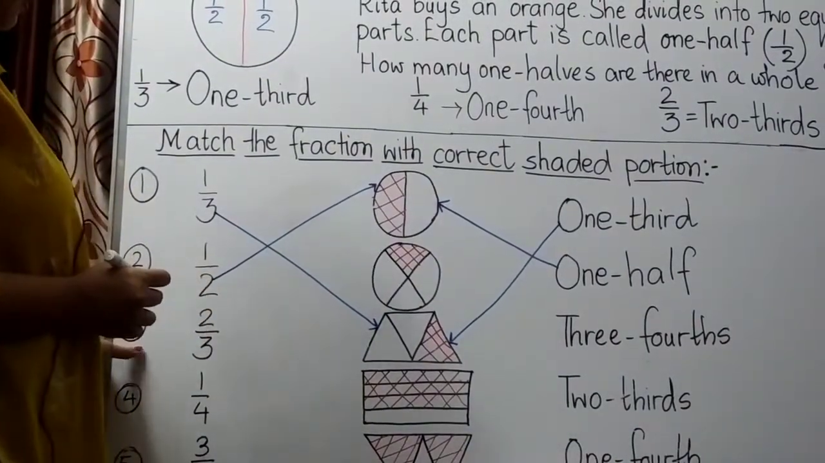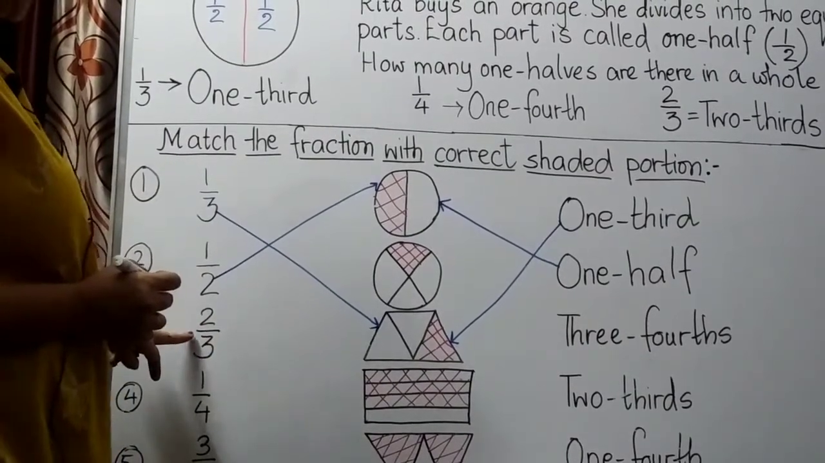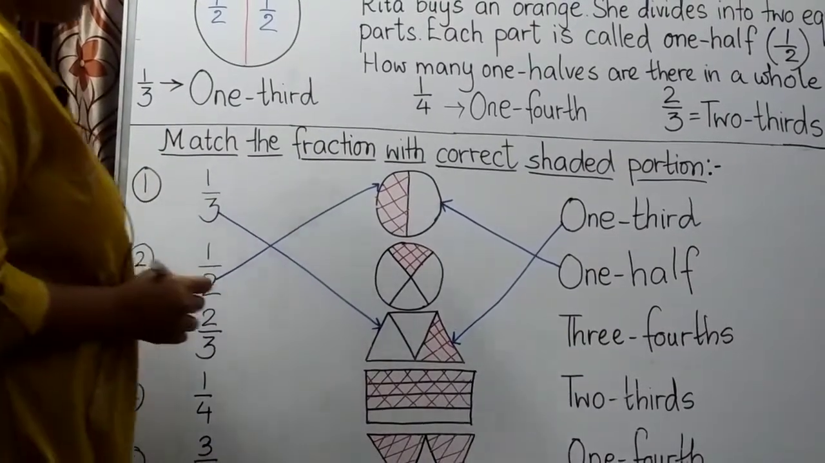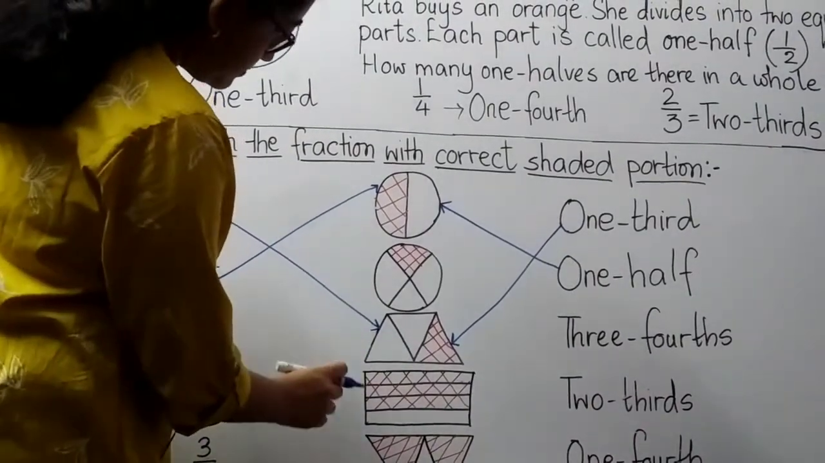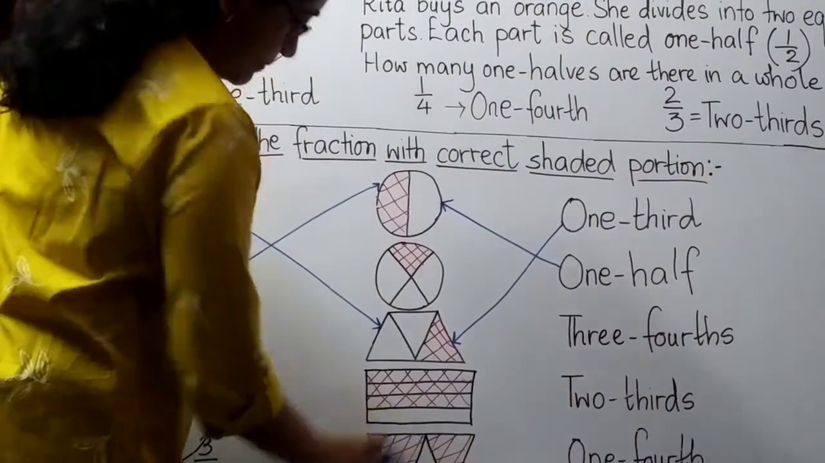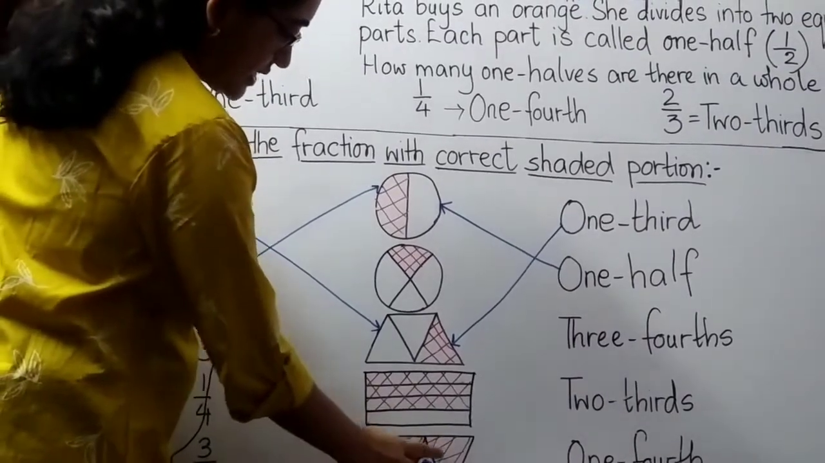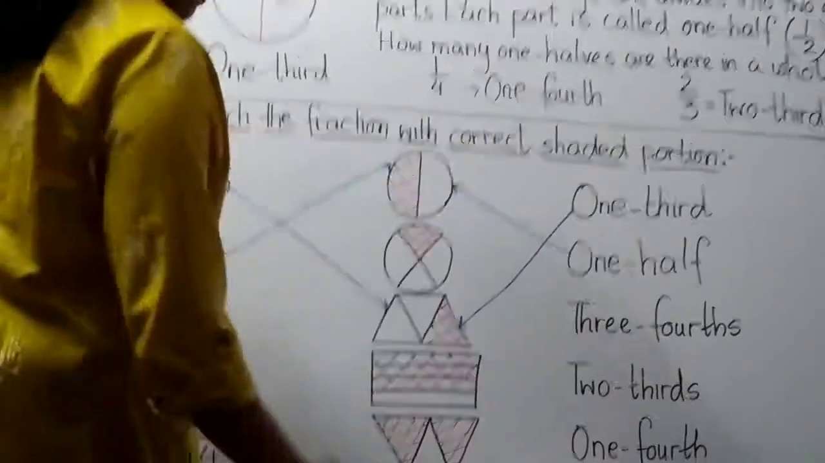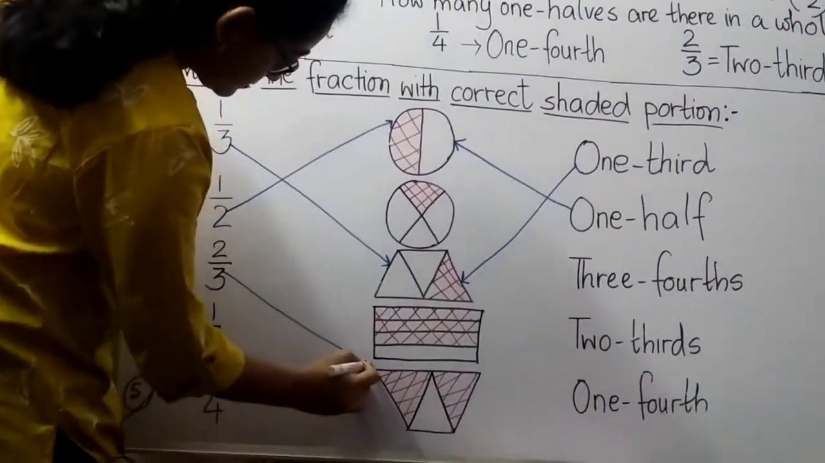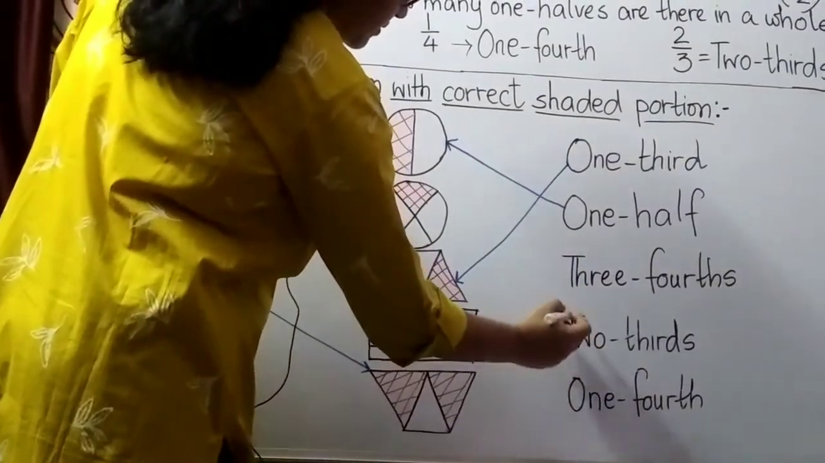Third one, 2/3. That means there are 3 parts. Among the 3 parts, 2 parts are shaded. 1, 2, 3. So, among the 3 parts, 2 parts are shaded and 1 part is blank. So, we will join in this manner. 2/3.